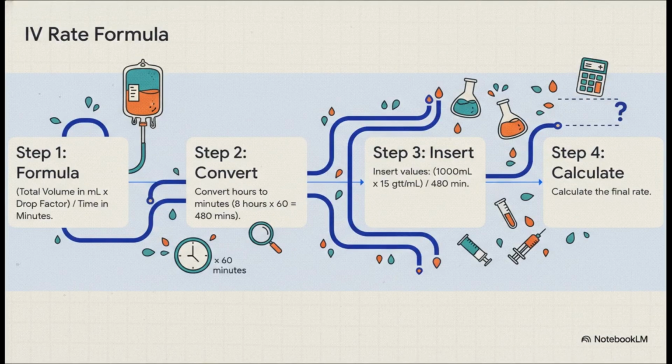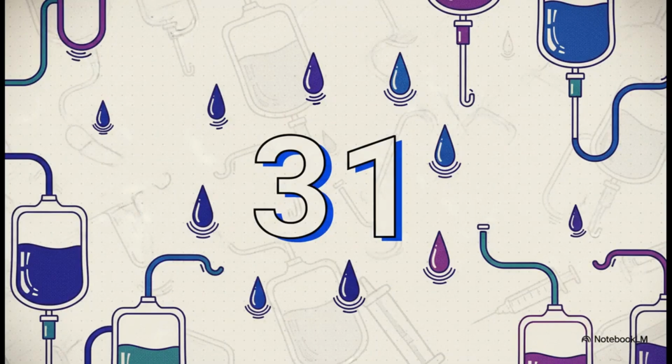You take the total volume, multiply it by the drop factor, and then divide all of that by the time. But listen up, here's the crucial part. The time has to be in minutes, so you absolutely have to convert those 8 hours into 480 minutes first. Once you do that, you just plug in the numbers, 1,000 times 15, and divide the whole thing by 480. And that gives us 31.25.